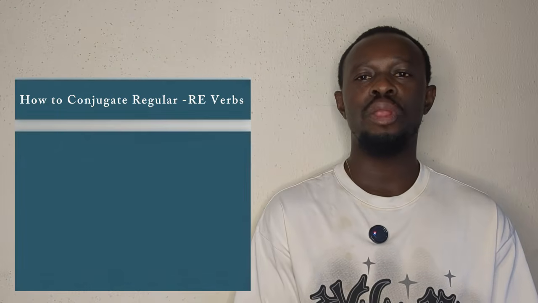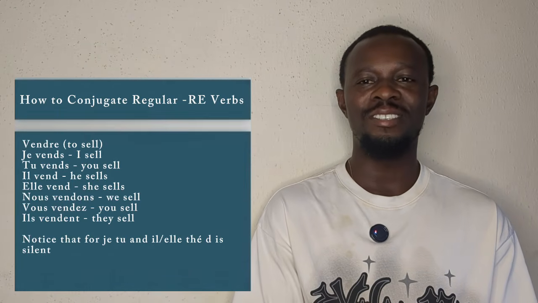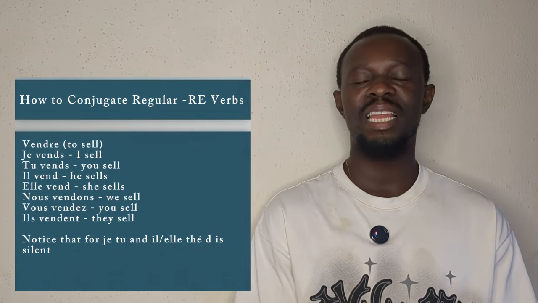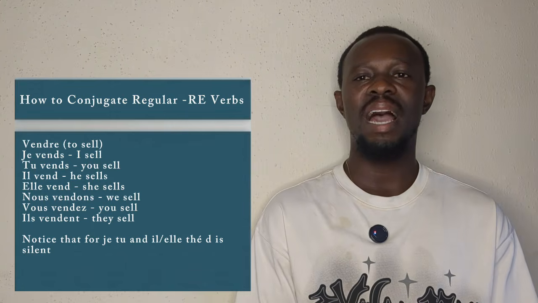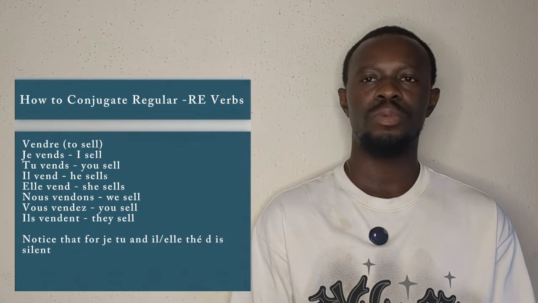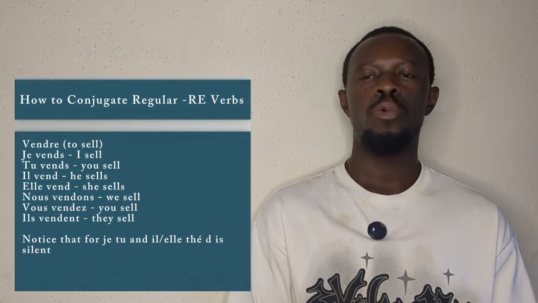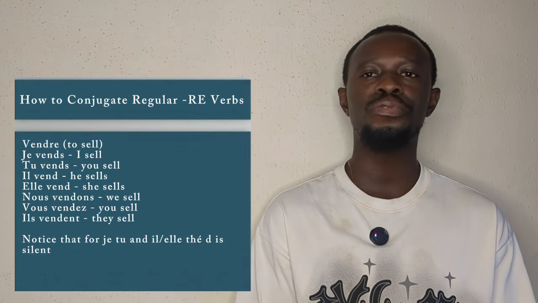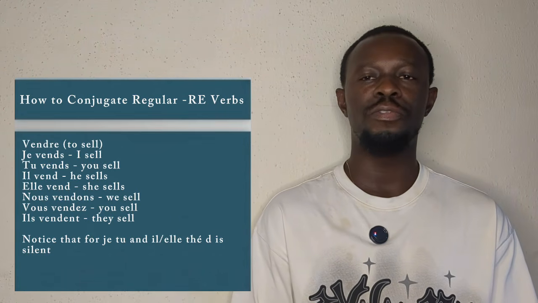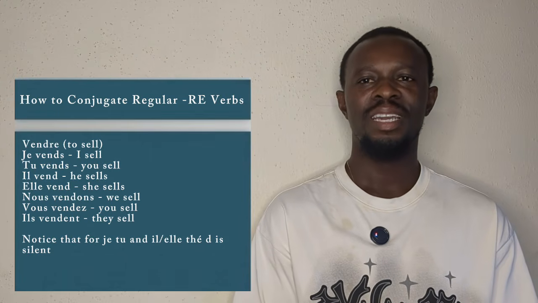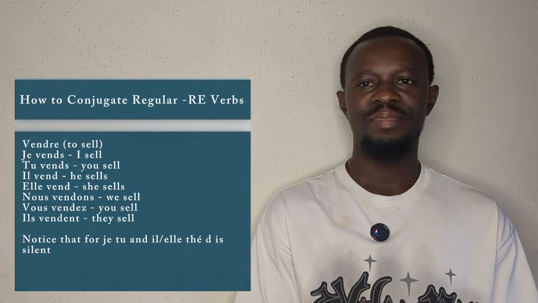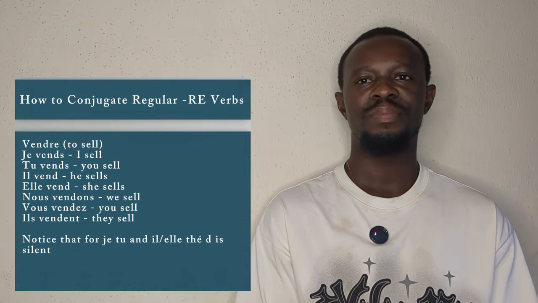Now, let's conjugate vendre together. What's the first thing to do? The first thing is to get our stem. Remember, we removed the RE, and what is left is called our stem. So we're going to be adding our endings to our stem. Once we add them, we have je vends, tu vends, il vend, elle vend, nous vendons, vous vendez, ils vendent, elles vendent. Do you notice that for je, tu, and il, the D is silent? We would not pronounce it.